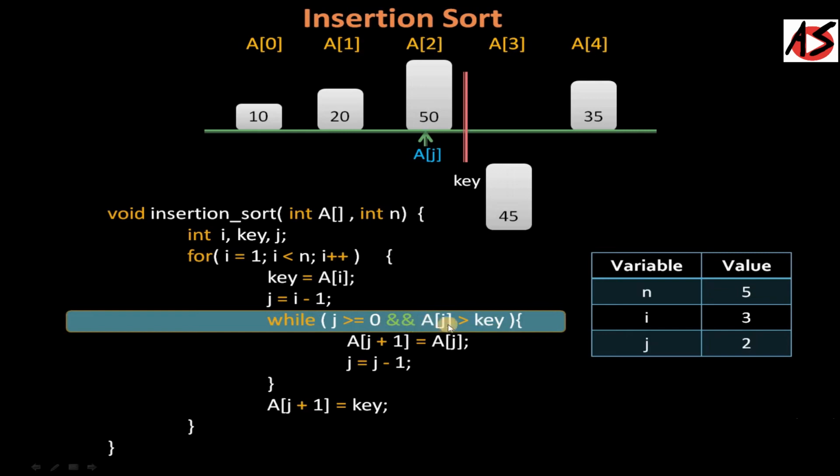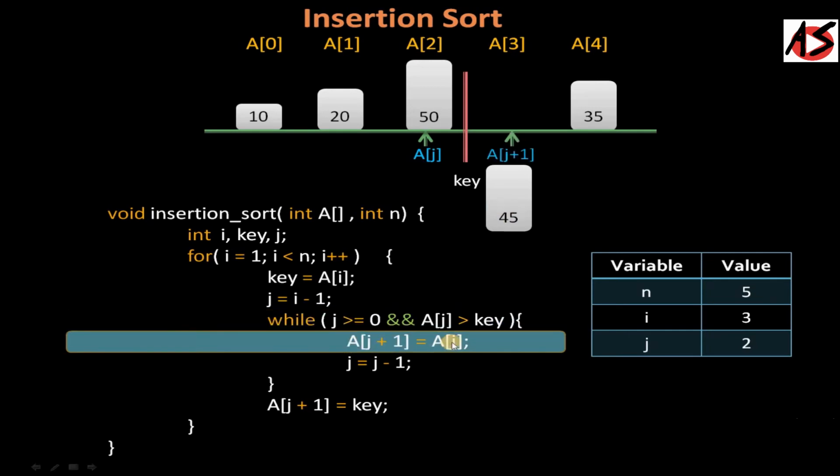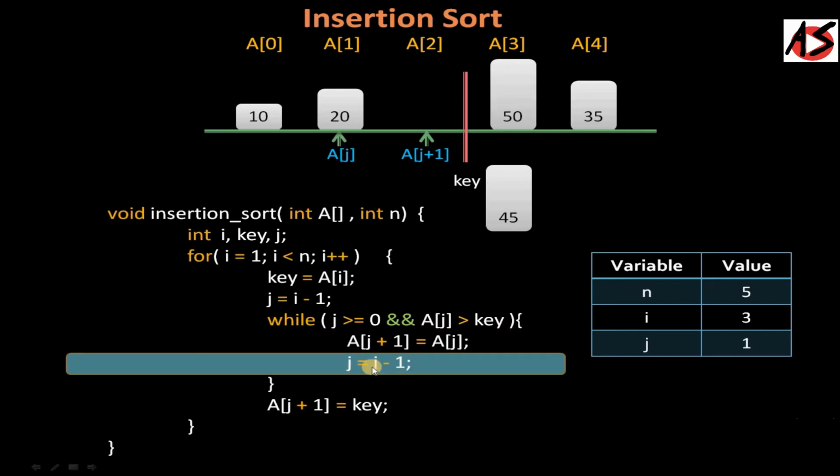You are checking the second condition, that is aj greater than key. Key is 45, so 50 greater than 45, condition true. So you are going inside the loop and you are taking aj plus 1 is equal to aj. So now you copy aj into aj plus 1. For the visualization we are not keeping 50 here because we will overwrite it. Then you decrement j by 1. So now j is equal to 1 here.